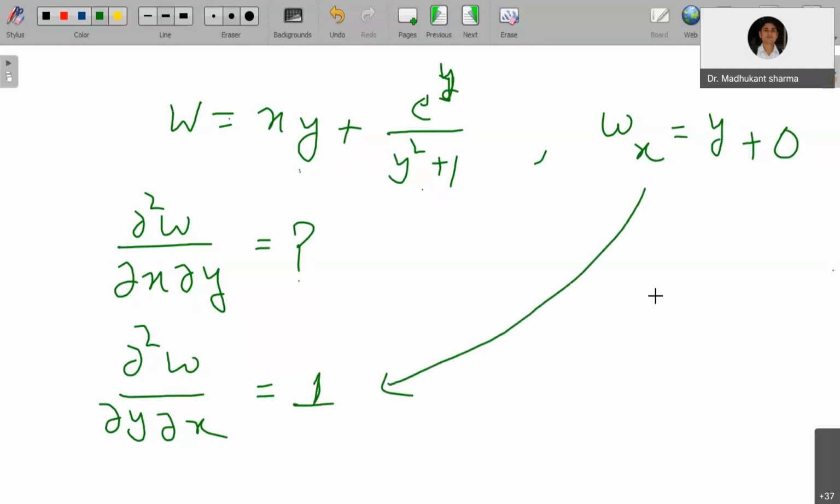On the other hand, if you first differentiate with respect to Y, what will happen? The first term you have to differentiate with respect to Y, that is X. Plus the second term, you have to solve, right? You can't leave it like that. When you want to show somewhere, you have to write the complete solution. So you have to use the quotient rule: y square plus 1 whole square, and then the f by g formula, and then you have to differentiate with respect to X. So in both cases, you will get the value 1.